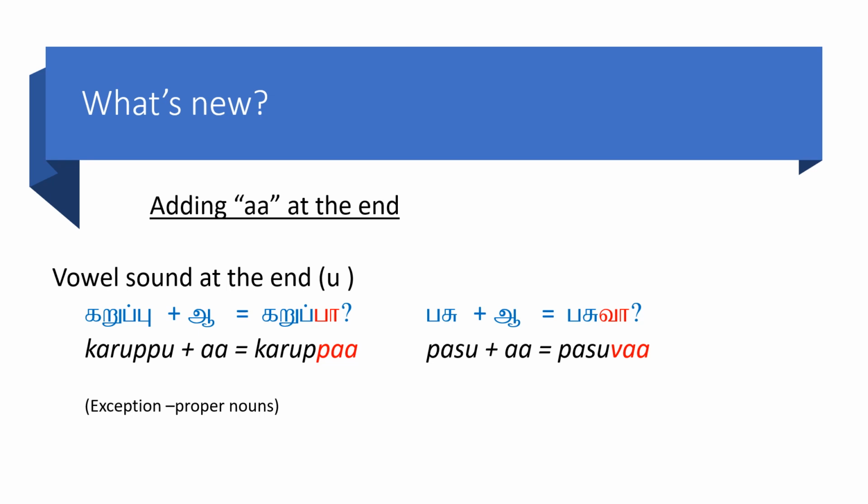But if there is only one short syllable before the last syllable, as in pasu, the word pasu has two syllables, pa, su. So the one before the last is pa. Pa is a short syllable, short a sound. So when we are adding a to that word, there is no change as in our previous example, but it just takes va as an addition. So pasu becomes pasuva.